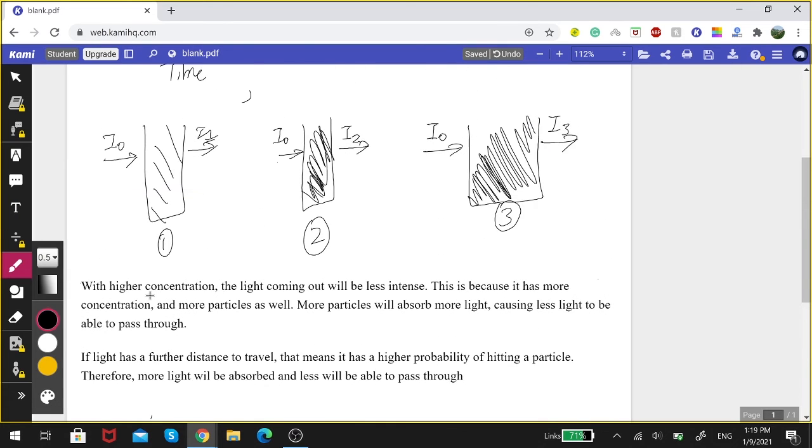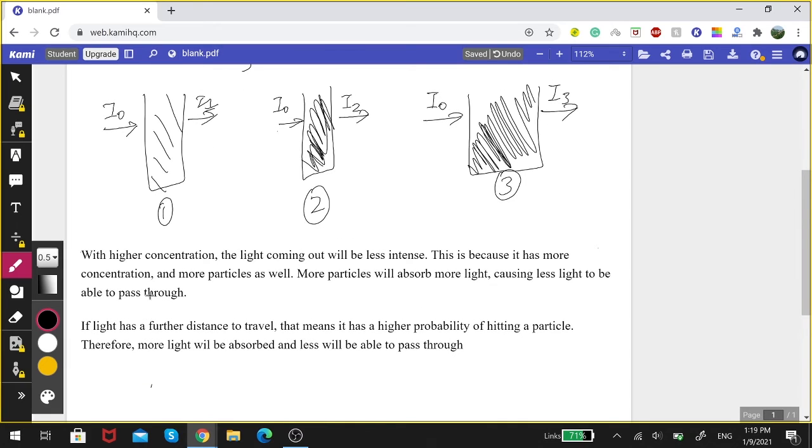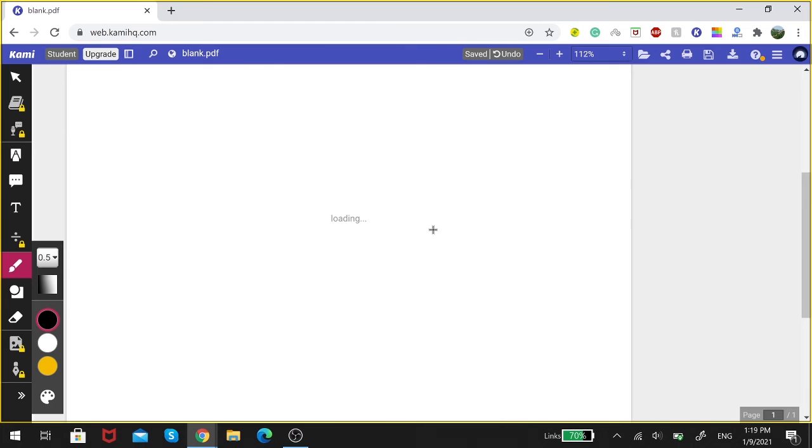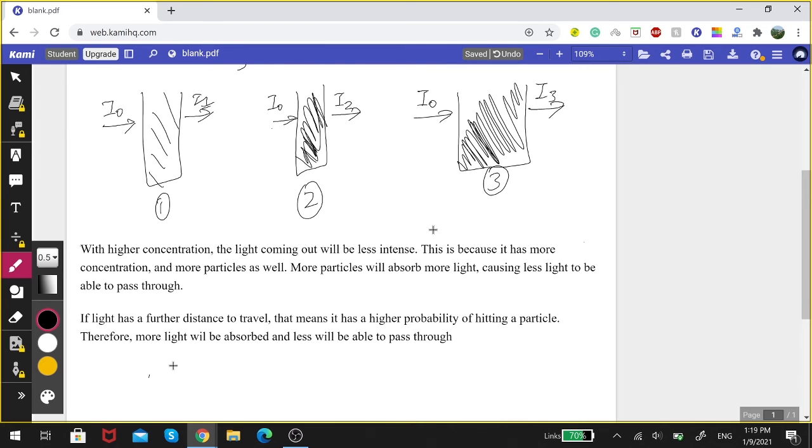So if we take a look at our 1, 2, and 3, and we rank them by the light intensity that comes out, which one is going to have the least amount of light coming out? It's going to be I3, because it has the longest distance and the concentration is highest as well.